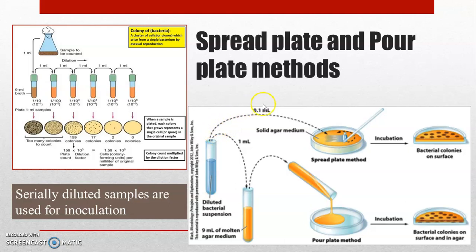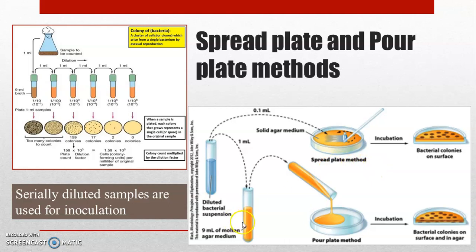In the spread plate method, a small amount of the bacterial sample is added on top of an agar medium in a Petri plate, and with the help of a sterile glass rod, this bacterial sample is spread on the surface of the agar medium. Then it is incubated, and the bacterial colonies will grow on the surface of the agar medium, and the number of bacterial colonies are now counted and multiplied by the dilution factor. That is the spread plate method.